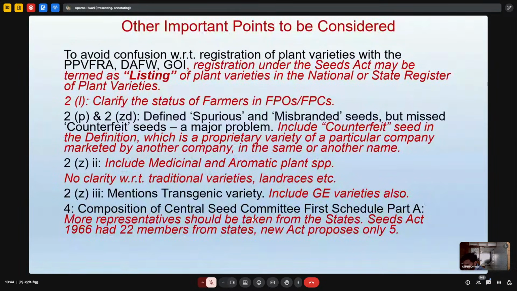This act does not really clarify the status of farmers who are producing seeds for FPOs or FPCs, because the definition of farmer has been taken as given in the PPVFR Act. But in the PPVFR Act, it is only about the IPR of the farmers. Here, since it is a commercial activity which could be involved, farmers who are producing for FPOs are also farmers.